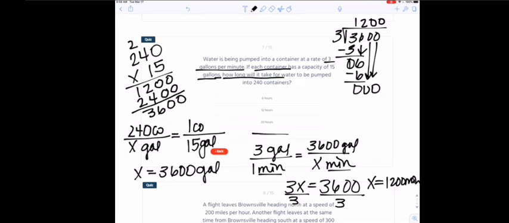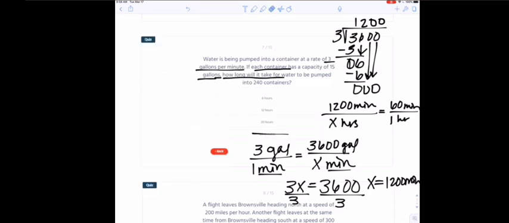That's no good. The other ones are in hours. So now I have to turn these minutes into hours. So 1,200 minutes is an unknown amount of hours, but I know that 60 minutes equals 1 hour. So let me make some space over here. Now what I'm going to do is I'm going to cross multiply. 60 times X is 60X. 1,200 times 1 is 1,200. So now I'm going to divide by 60.